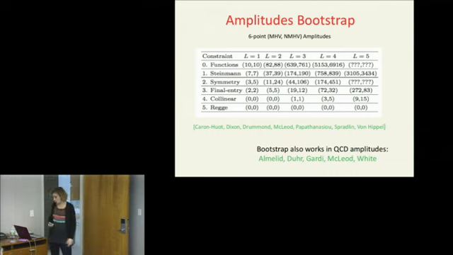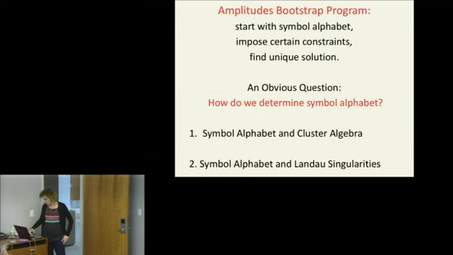I should also remark that these methods have later been generalized to some QCD amplitudes. It turned out to be a useful technique, and this was done last year by Claude Duhr and collaborators. But the thing to remember is this. What is again the process? One starts with a symbol alphabet, one imposes constraints and finds the unique solution.